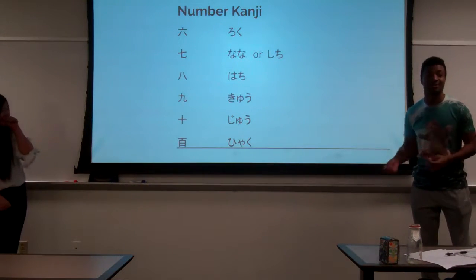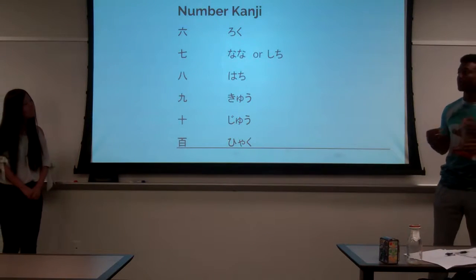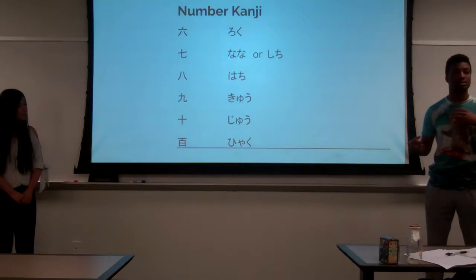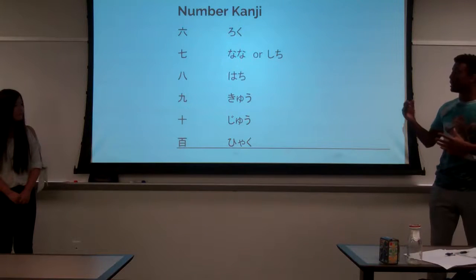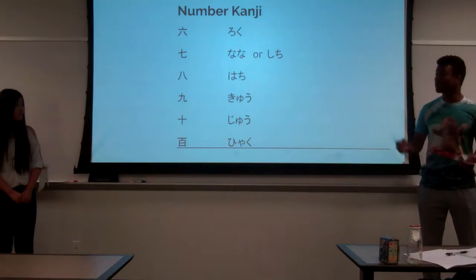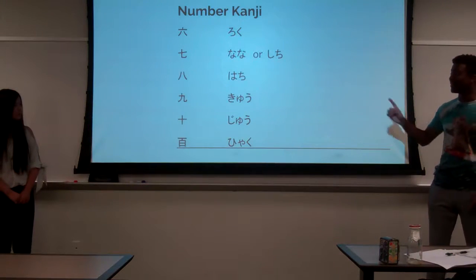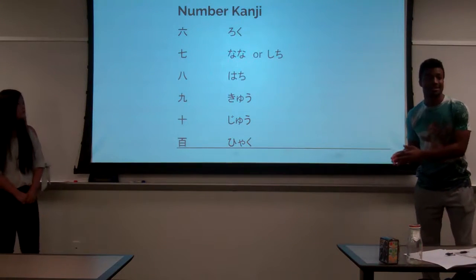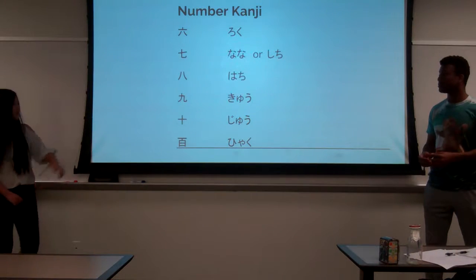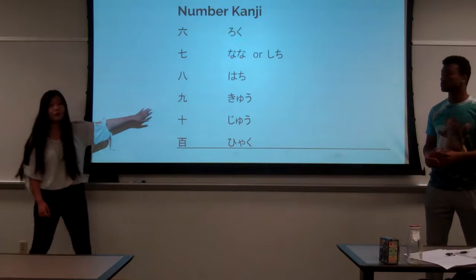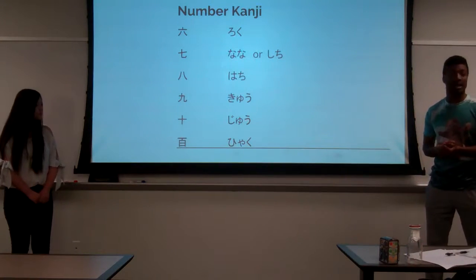7 can be shichi or nana. It's one of those that also varies. Both are correct, but you're going to want to use nana when the numbers are larger than single digits, and you can use shichi for the others. Hachi is 8. It looks like the katakana ha, but it's not. It's hachi, so it's important to know. That's 8. Kyu is 9. This one can also have the pronunciation of ku. And then ju for 10.